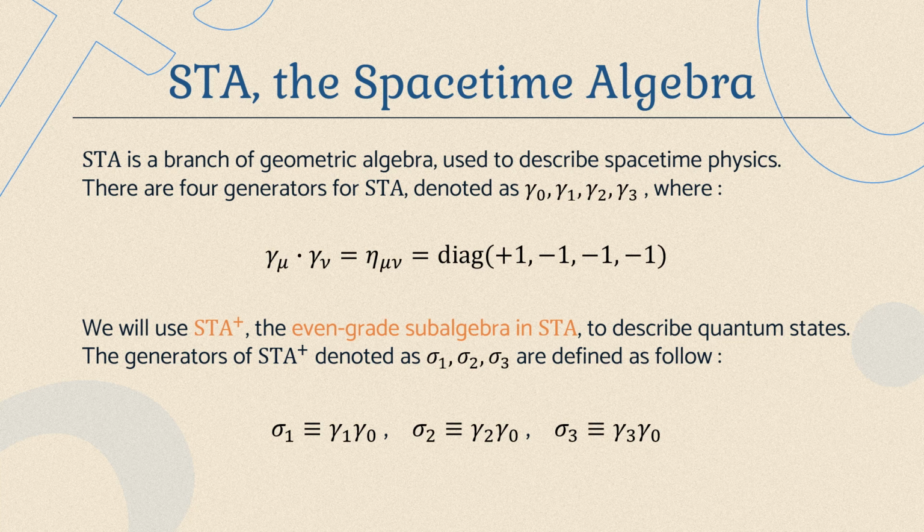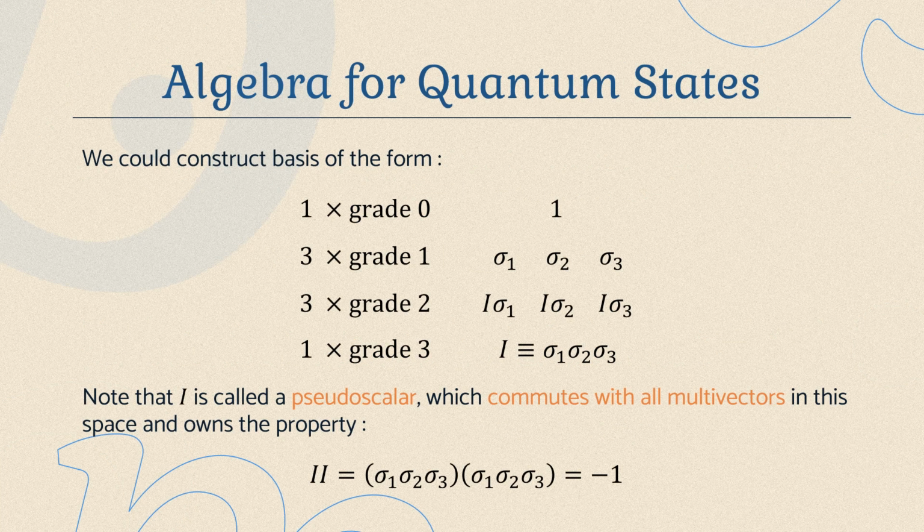Moreover, we should introduce sigma 1, sigma 2, and sigma 3, defined as gamma i times gamma naught. The new basis of sigma i's constructs a basis where we can generate a new algebra with grade 0 elements of 1, 3 grade 1 elements, 3 grade 2 elements, and 1 grade 3 element denoted as I, which we call the pseudo-scalar. It commutes with all multivectors in this space and has the property of I squared equals negative 1, just like the imaginary number.